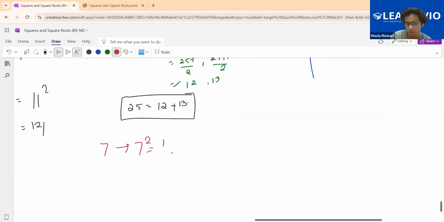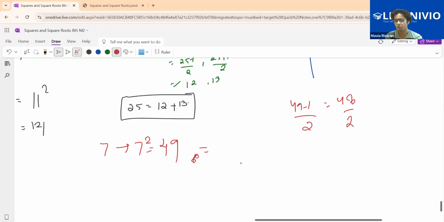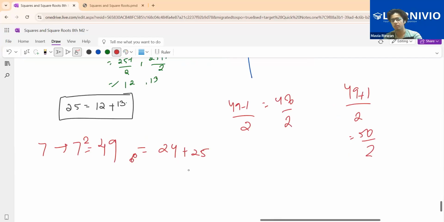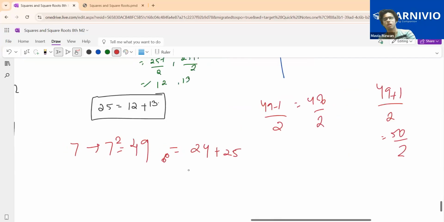Now 7 square is 49. How do I express 49 now? Let's see. The first number is (49 minus 1) by 2. 49 minus 1 is 48, 48 by 2 is 24. So I can write 49 as 24, the first number, plus the second number, (49 plus 1) by 2. That is 50 by 2, which is 25. So I can write 49 as 24 plus 25. Is this clear to all of you?